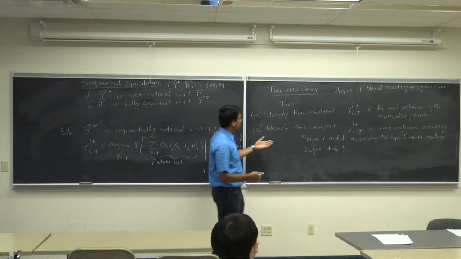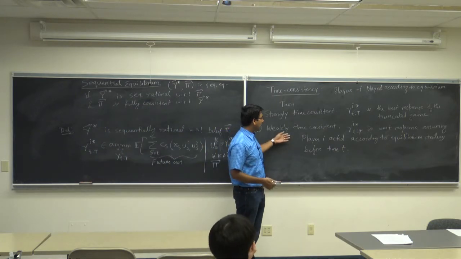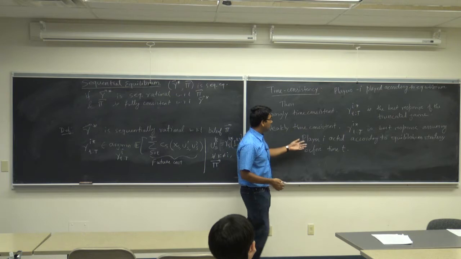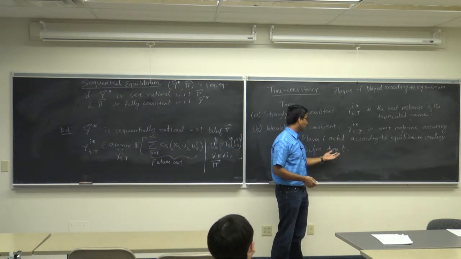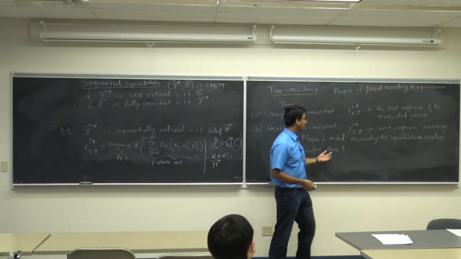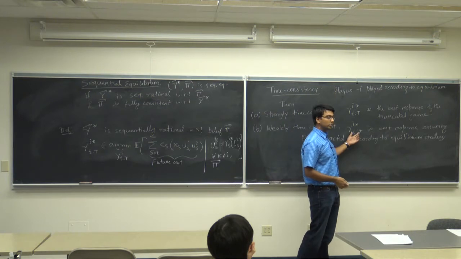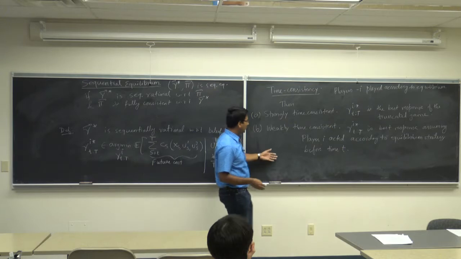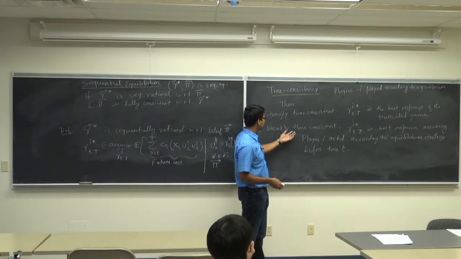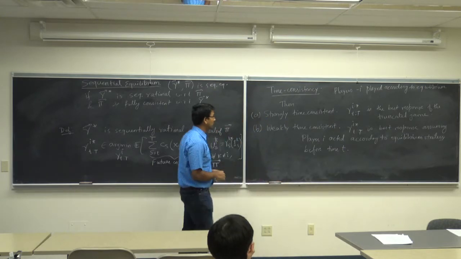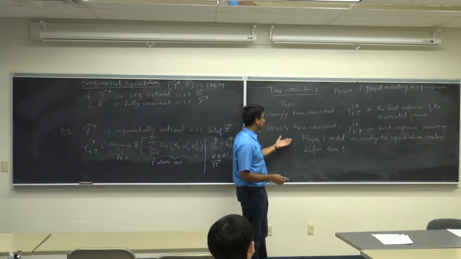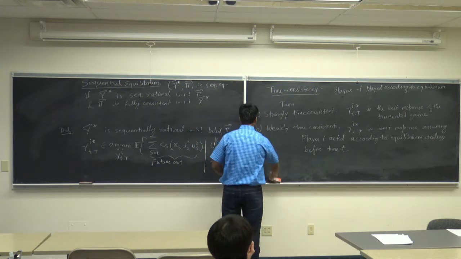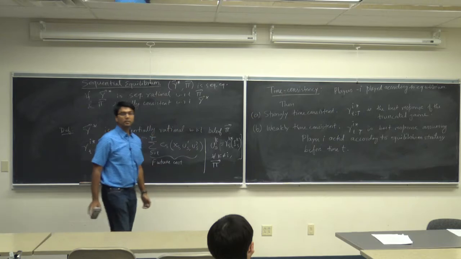Okay? Weakly time consistent, on the other hand, needs the players to have acted according to the equilibrium strategy before time t in order for the future strategy to be best response. And then you have time inconsistent strategies, which are not weakly time consistent. Okay, so they are time inconsistent. Okay, any question about that?